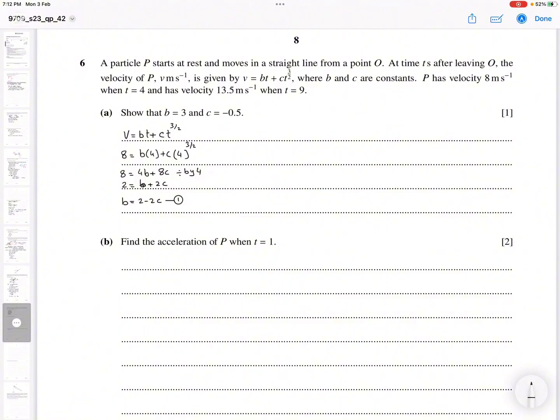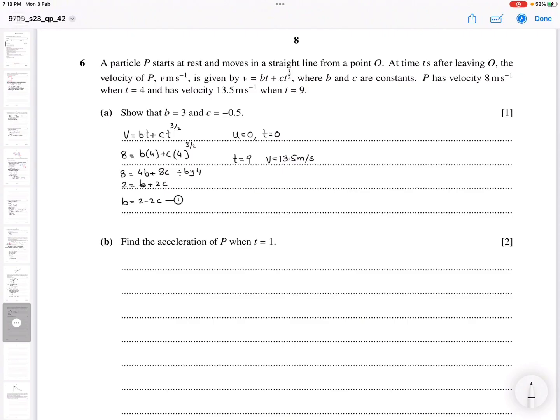Now we can use, initially when p starts moving, at that time our initial velocity was 0 and t was 0. So when t is equal to 9, our velocity is 13.5 meter per second. So put this in the equation.